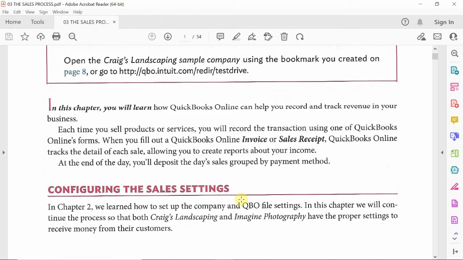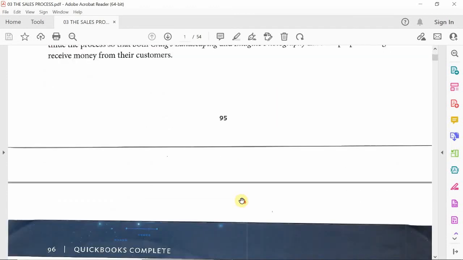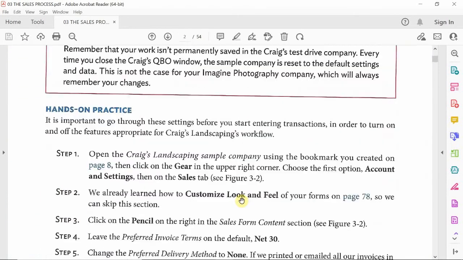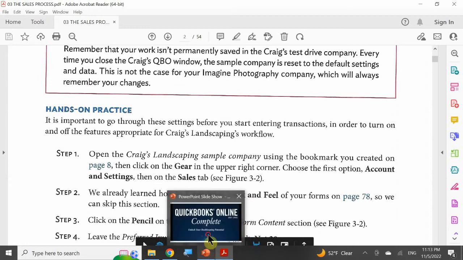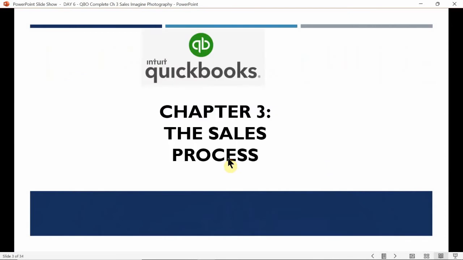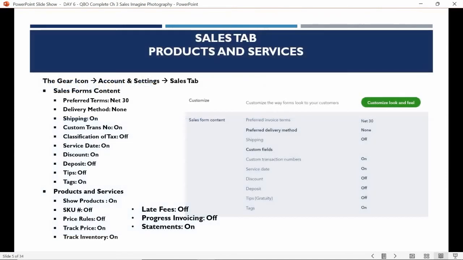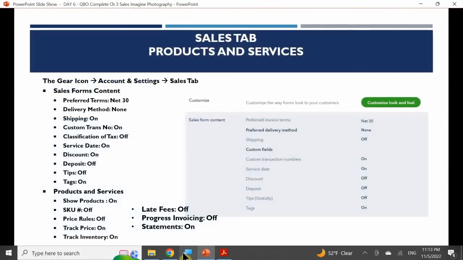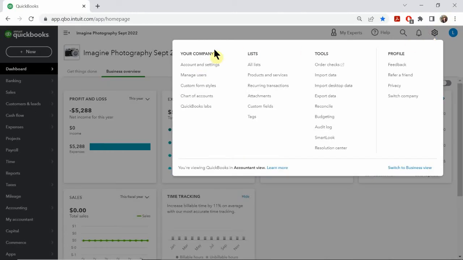So once again, let's go ahead and do the sales settings section here, where we're going to use our gear settings to make sure that our sales is exactly where it needs to be in terms of preparing and turning in our invoices and things like that. So let's take a look at our settings first. We're going to go to the gear icon and go to account and settings.